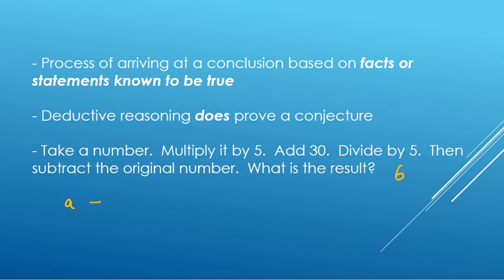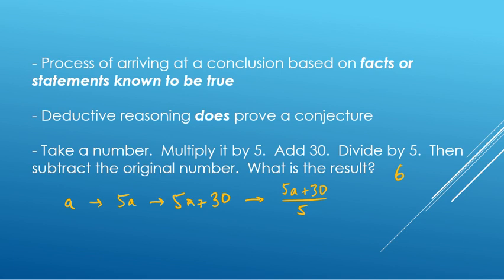Okay, next we are going to multiply this thing by 5. So now we're going to have 5a. We're just going to go in the order here that this thing tells us to. Now we're going to add 30. So now we have 5a plus 30. Now we're going to divide this whole thing by 5. So I have 5a plus 30, divided by 5.